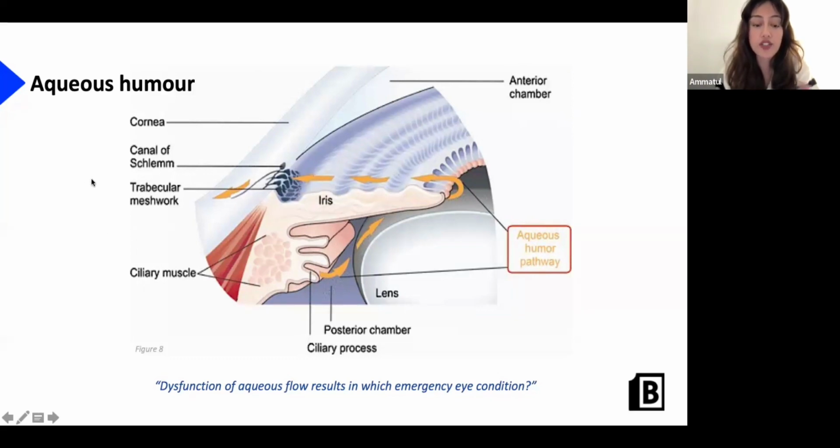Okay, so the emergency that it leads to is glaucoma. Depending on open or closed angle, both involve dysfunction of the trabecular meshwork. They have slightly different pathophysiologies, but dysfunction of this process is what leads to the buildup of the aqueous humor and then to the eventual vision loss.